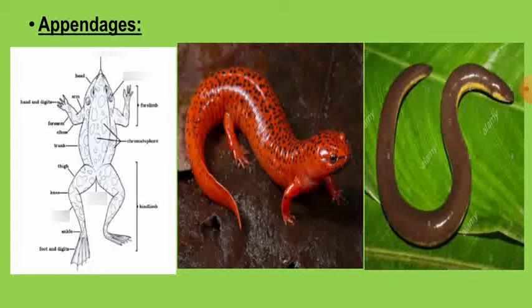In the case of a frog you can see here the web. In between the digits there is a web in the foot. So webs are present. There are no paired fins.